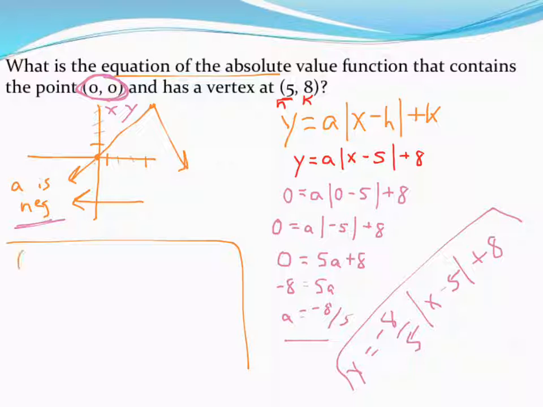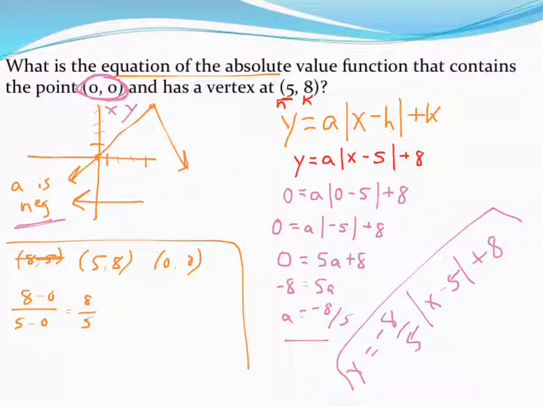So I'm going to use the points they gave me, 5, 8. And then the other point is 0, 0. And I'm just going to do the slope formula, y1 minus y2 over x1 minus x2. So I'll do 8 minus 0 over 5 minus 0, and I end up with 8 over 5.